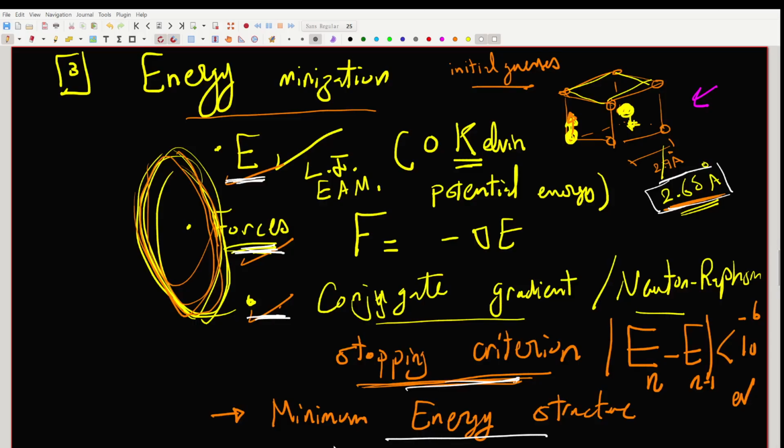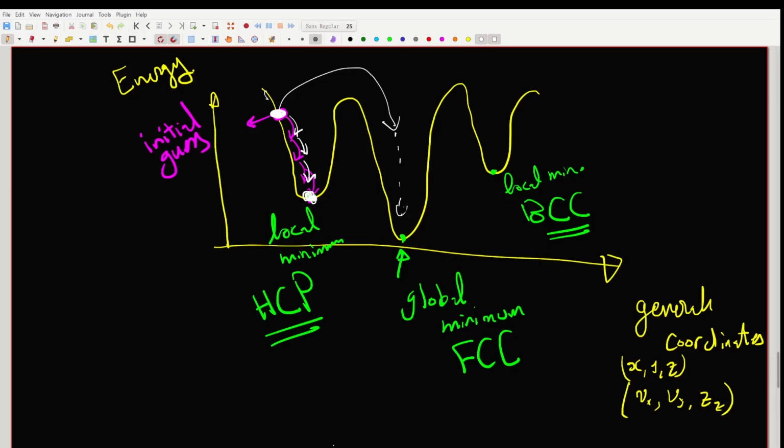reach the minimum energy structure. How this looks in an energy landscape is that you start from an initial guess and you try to reach the local minimum in the energy basin that you started in.